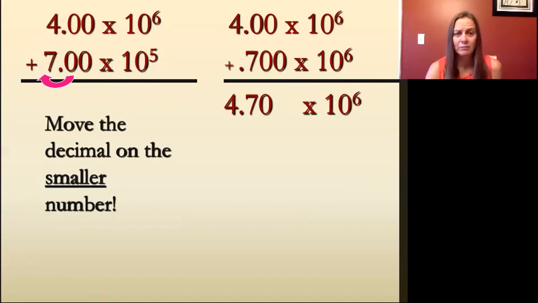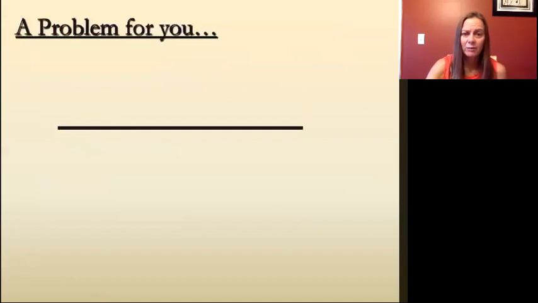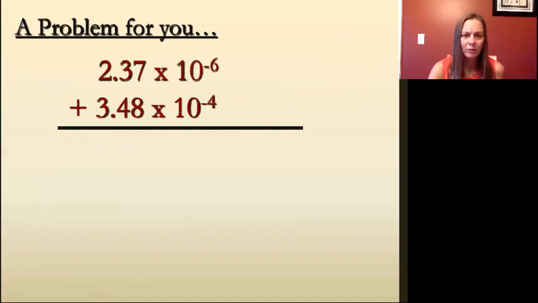Same thing for subtraction. Okay, one more time. I'm going to give you guys a problem. This time I'd like you to do it without using a calculator. Okay, so here's your problem. 2.37 times 10 to the negative 6th plus 3.48 times 10 to the negative 4th. So you have to look and figure out which one is the smaller number and move the decimal on the smaller number. So I'm going to ask you guys to pause me here and work through this problem, and then I'll step through the answers with you.